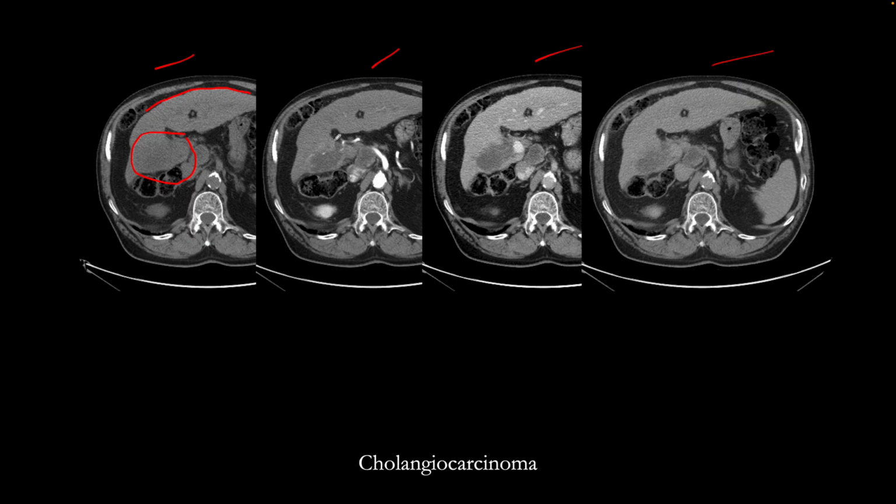HCCs show uniform enhancement in the arterial phase, which we do not see here. There is some faint continuous peripheral enhancement. And on the more delayed images, it seems like there is a fill-in from outside to inside with this appearance seen on the most delayed image. And so these findings are characteristic of a cholangiocarcinoma.